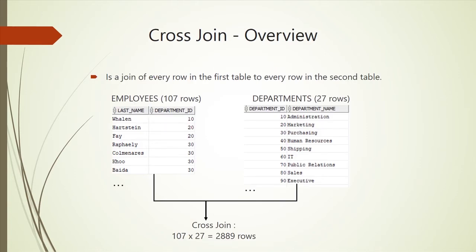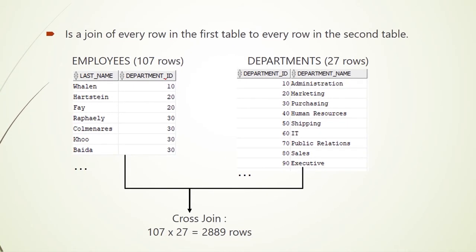Cross join, or Cartesian join, is the join of every row from the first table with every row from the second table. So here, if you do a cross join between table employees, which contains 107 records, with table departments, which contains 27 records, the output of the cross join is 107 records multiplied by 27 records, which is equal to 2889 rows. Cross join here will take the first record and join it with every record from the second table.